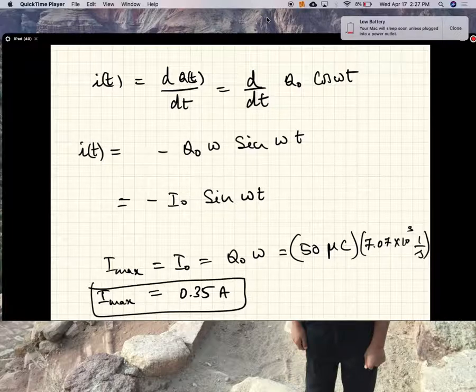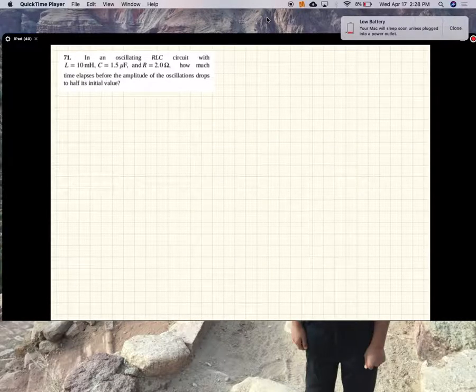So that is the amplitude of the current. What we have found is that the current is 0.35 amps times sine omega t. That's the sinusoidal current in the oscillating circuit. I'm not going to ask any questions because I just want to go ahead and finish the next problem.